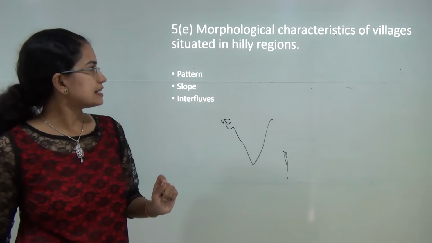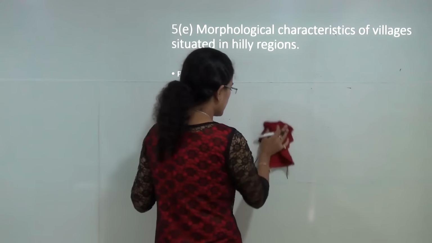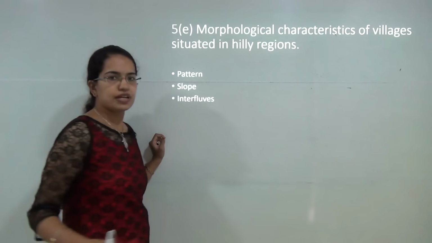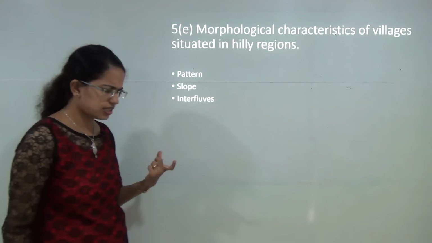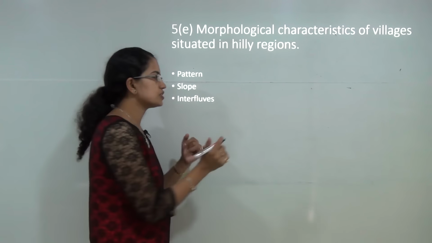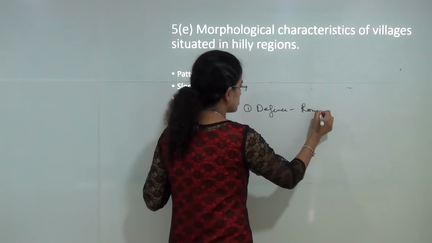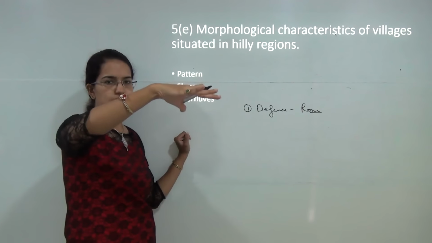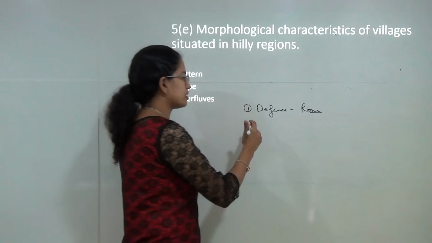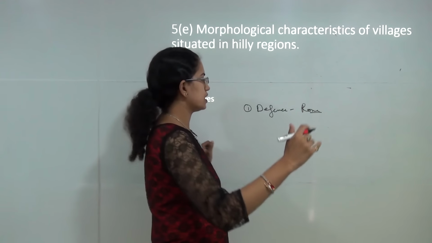The next is the morphological characteristics of a village situated in a hilly region. Now what were the benefits of situating a village on a hill? Previously the villages were situated on a hilly area because of a few important factors, first of which was defense. This is a good example for the city of Rome. The city was established on a height so that it could defend itself nicely from the periphery. So defense was one of the main reasons why villages preferred to establish on a hilly region.